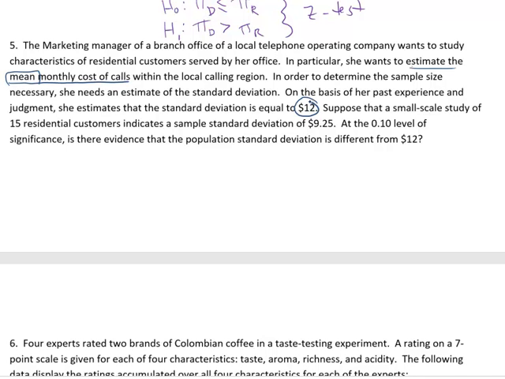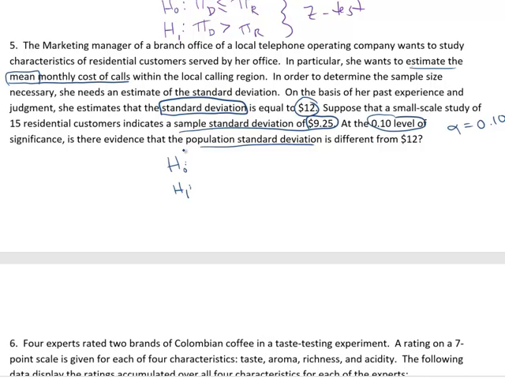Suppose that a small-scale study, notice that we're talking about standard deviation, suppose that a small-scale study of 15 residential customers indicates a sample standard deviation of 9.25. At the 0.1 level of significance, so we've got, gives us a level of significance, that's our alpha, 0.10. Is there evidence that the population standard deviation is different from 12? And like I said, this won't be on the exam, but just reading through it, it's very clear what's being asked here. There's a single sample.